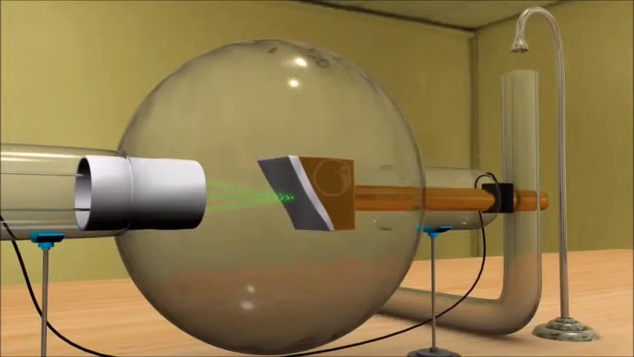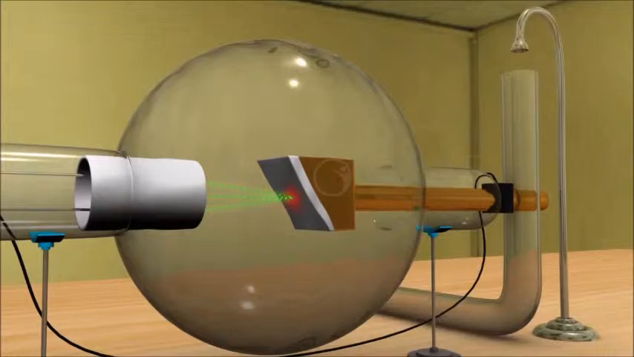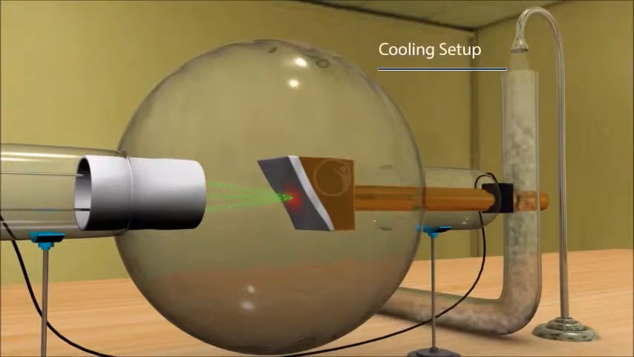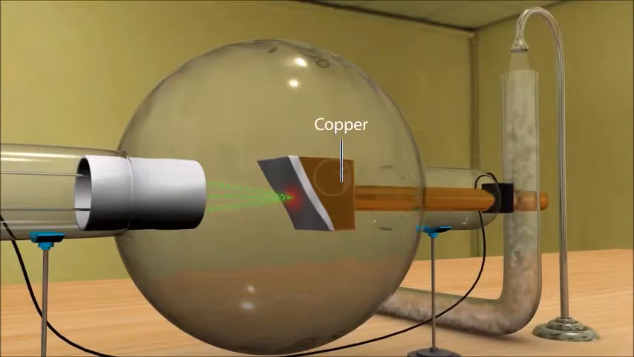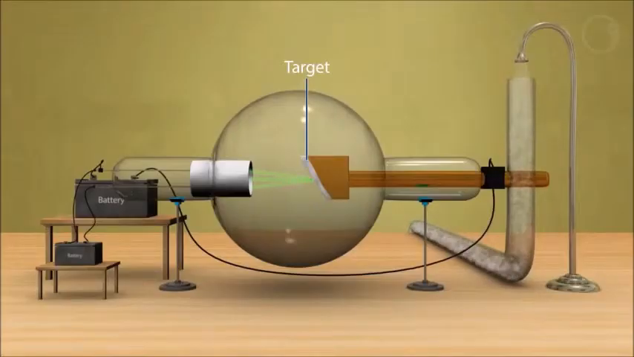The target is made up of a copper block in which a piece of tungsten or molybdenum is fixed. High thermal conductivity is used to carry away the heat generated to the cooling setup. Here we use copper, which is a good conductor of heat and can take the heat away from the molybdenum metal towards the water cooling system. The target is also tilted at an angle of 45 degrees, causing the electrons to hit at an angle. This will produce the X-rays almost perpendicular to the electron beam.